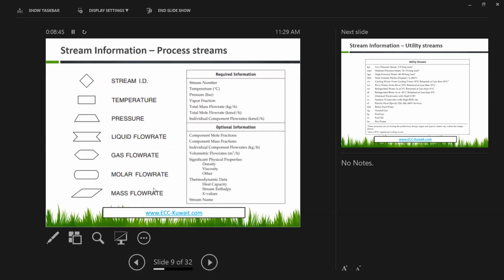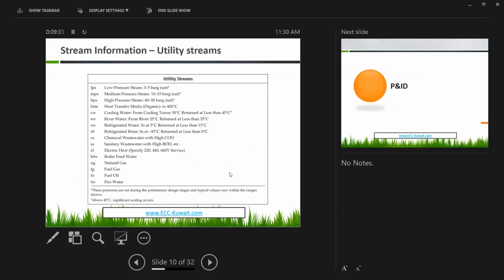Okay, here if you see, this slide is old-fashioned for recognizing the stream ID, temperature, pressure, liquid flow rate, gas flow rate, molar flow rate, and mass flow rate. This is the flag that should be used if you want to show all of these process variables in your process flow diagram. Okay, and this table gives me the required information for the process flow diagram. You have to give all of these. And optionally, you can add one or more of these variables.